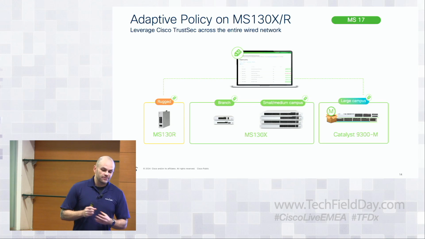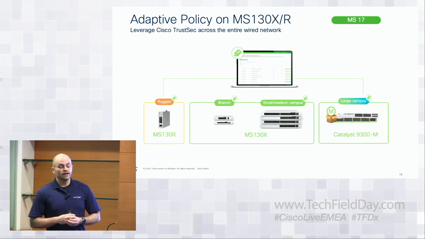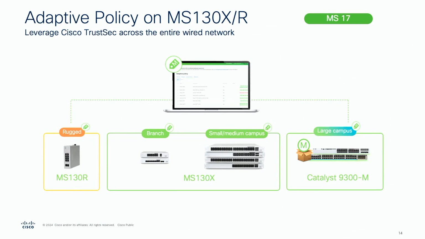This has been a really exciting one, and I want to save it for semi-last. MS-17 is going to be our first introduction of adaptive policy on little compact switches and across our MS-130X and R models, so also our ruggedized switch.